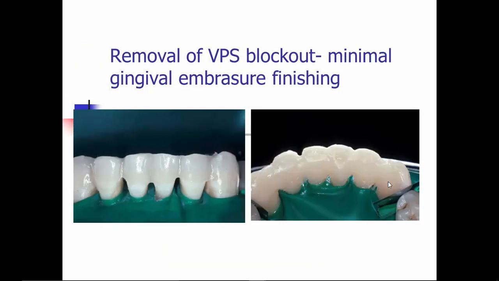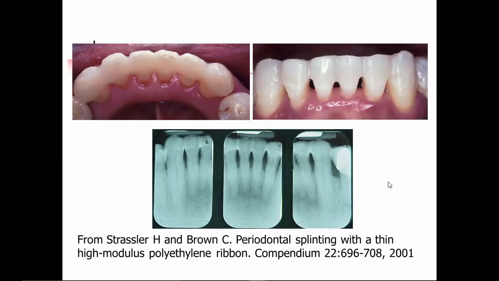Removal of the VPS blockout shows that my gingival embrasures will need very minimal finishing. In fact, shaping the composite on the facial and the lingual, the result will need minimal finishing to start with. Here we're looking at my completed result, and I have a highly functional, aesthetically pleasing fiber splint placed for these mandibular anterior teeth.